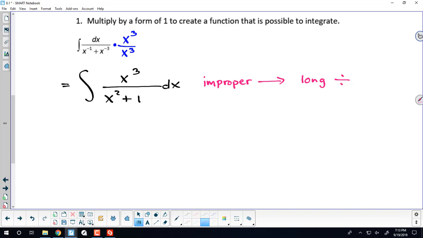How many times does that go? Oh wait, that's a plus. 0x squared plus 0x plus 0, right? 1 to the negative 3. Every power of x, right? That's what I did, even if I don't have it.